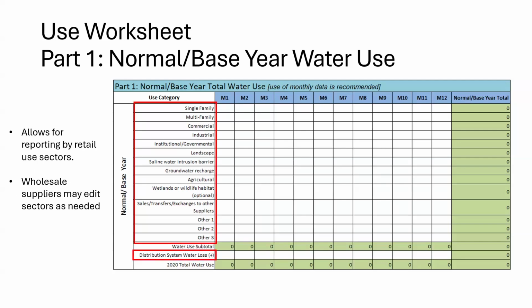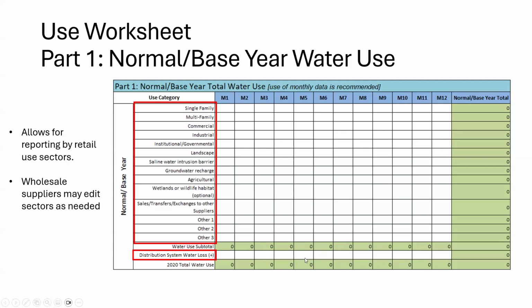So as mentioned, it allows for reporting by retail use sectors. If you look in this use category on the left, it has all these listed out with three other sections and distribution system water loss at the bottom. So this is set up for retail suppliers specifically.